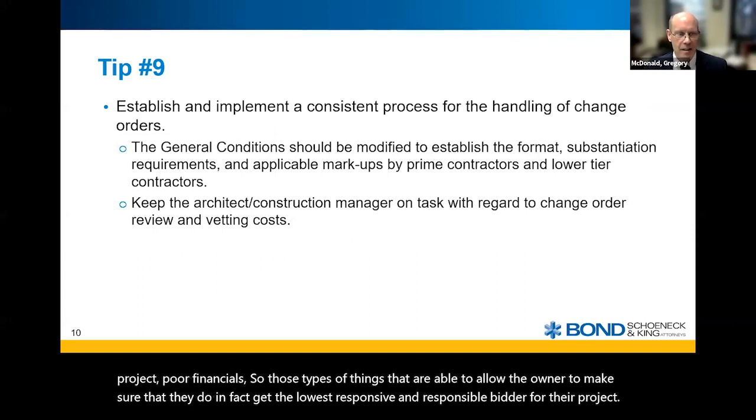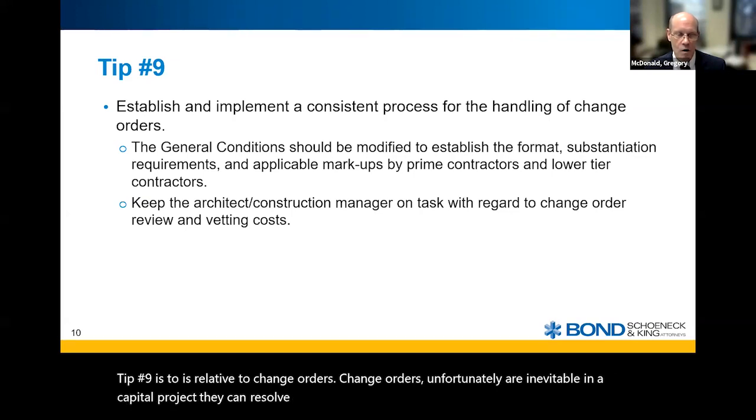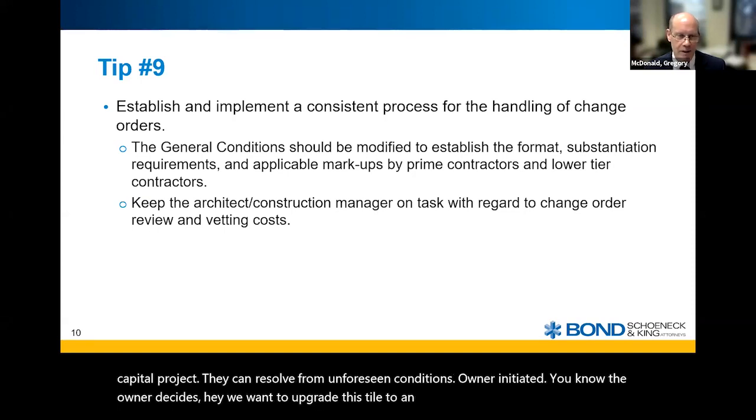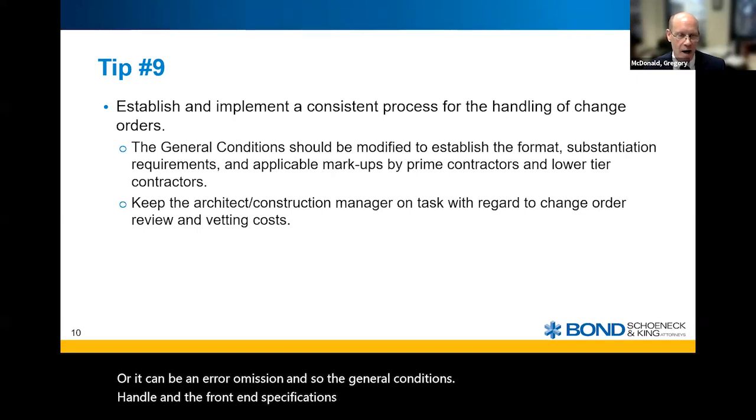Tip number 9 is relative to change orders. Change orders, unfortunately, are inevitable in a capital project. They can result from unforeseen conditions, or be owner initiated. The owner decides, hey, we want to upgrade this tile to an enhanced VCT from a regular VCT, or it can be an error and omission. And so the general conditions and the front end specifications handle that contract modification process.